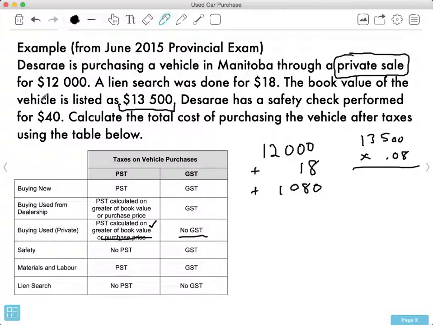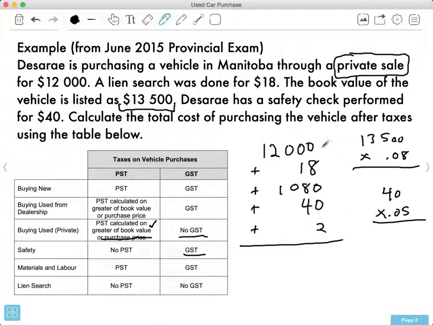And then a safety check for $40. A safety has no PST, but it does have GST. So I'm going to add the $40 for the safety check. And then I have to figure out the GST on $40. So that's times 0.05. GST is 5%. So 40 times 0.05 is $2.